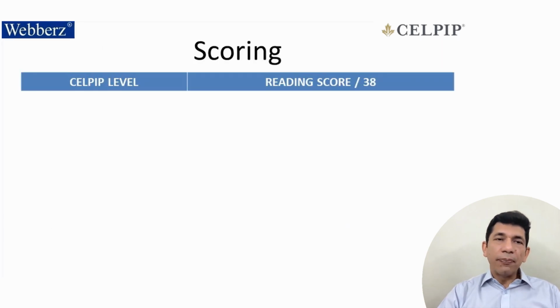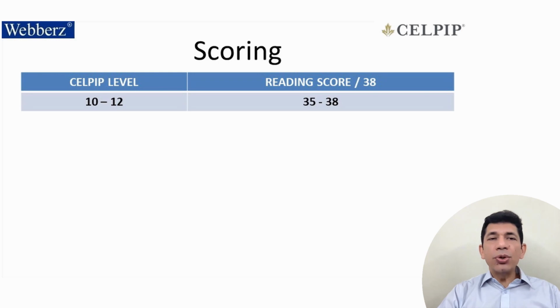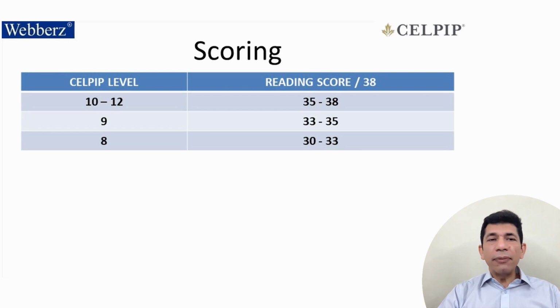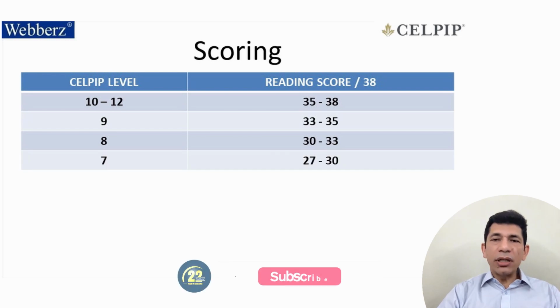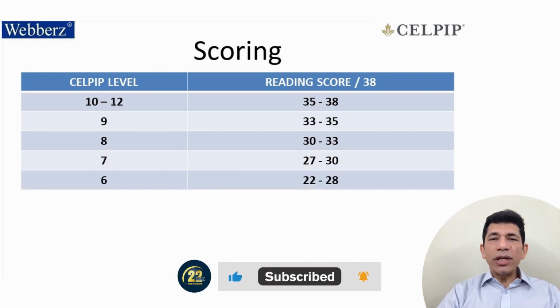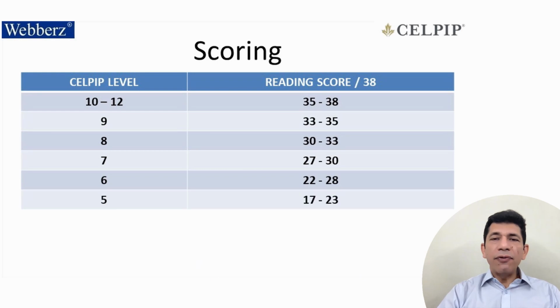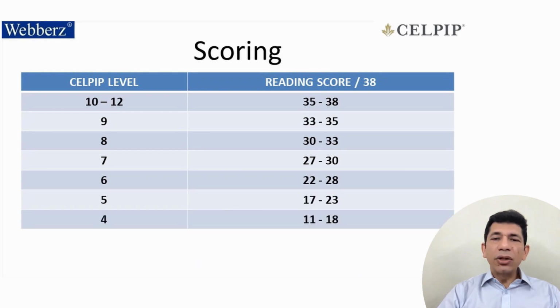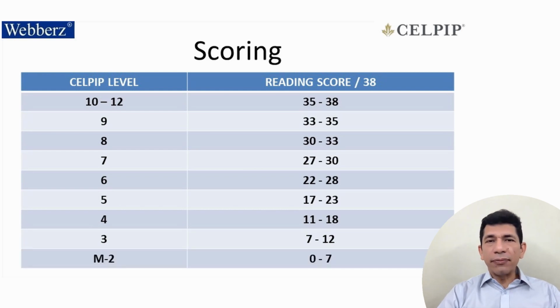Now the scoring level. CELPIP level 10 to level 12, your score has to be between 35 to 38. For 9, it has to be 33 to 35, 8, 30 to 33, 7, 27 to 30, 6, 22 to 28, 5, 17 to 23, 4, 11 to 18, 3, 7 to 12, M to 2, 0 to 7.